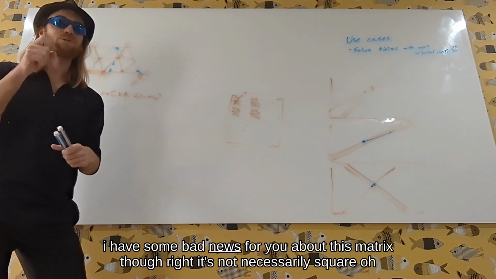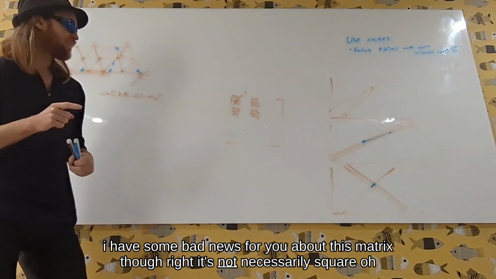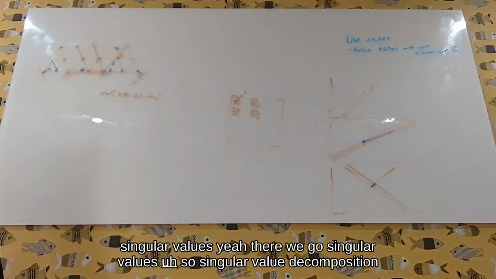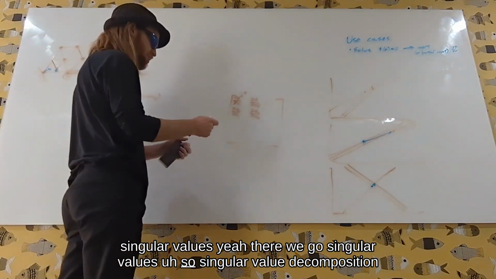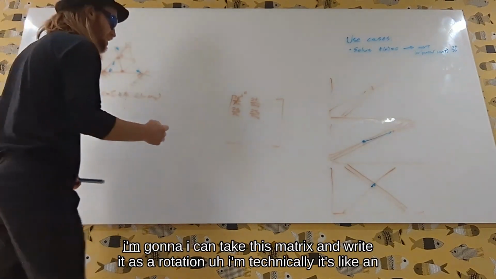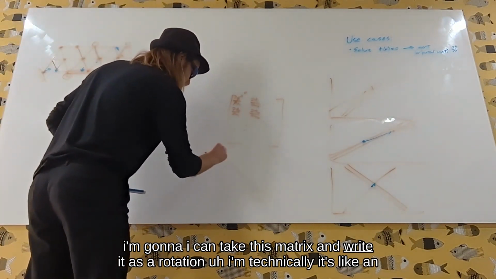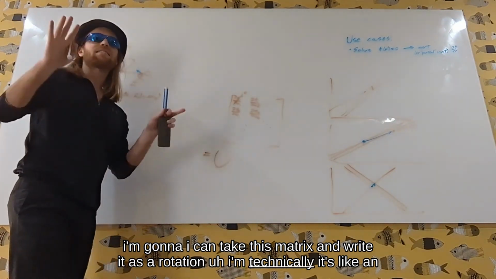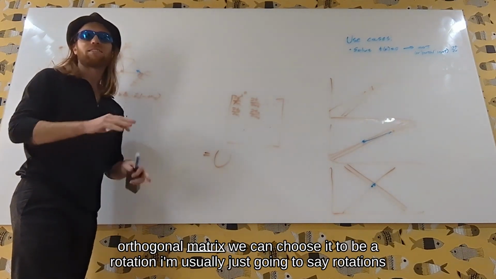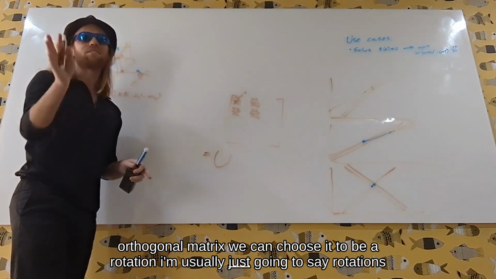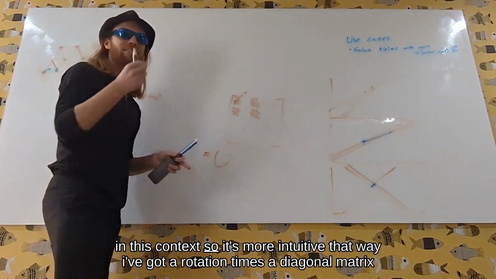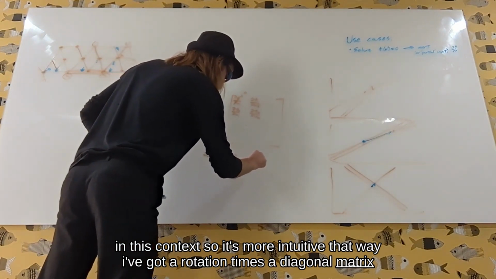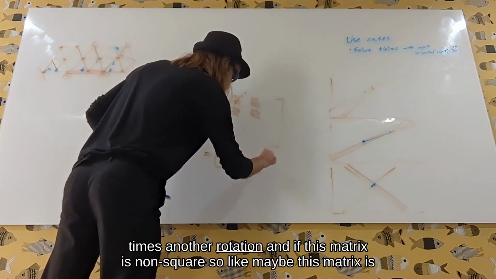Close. You're on the right track. I have some bad news for you about this matrix, though. Right, it's not necessarily square. Oh, singular values. Yeah, there we go. Singular values. So singular value decomposition. I can take this matrix and write it as a rotation. Technically, it's an orthogonal matrix. We can choose it to be a rotation. I'm usually just going to say rotations in this context because it's more intuitive that way. So we've got a rotation times a diagonal matrix times another rotation.